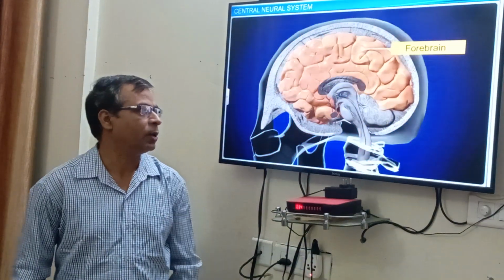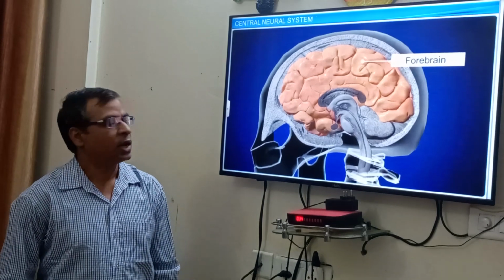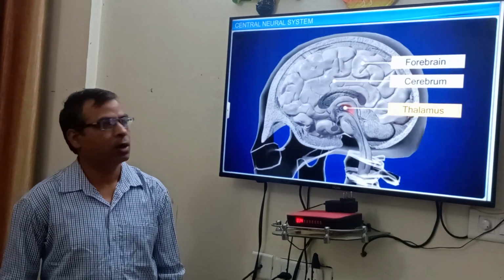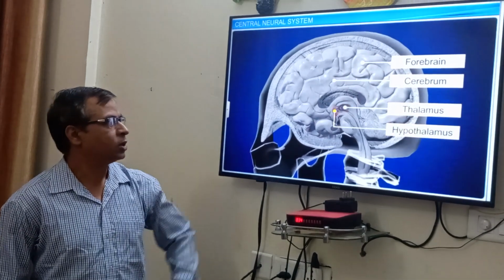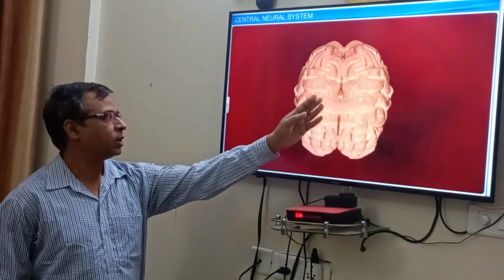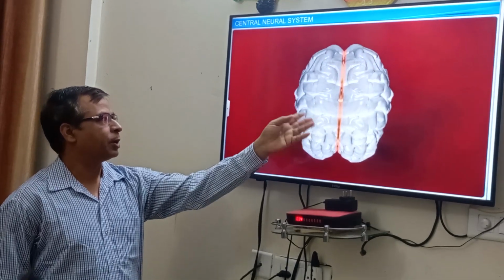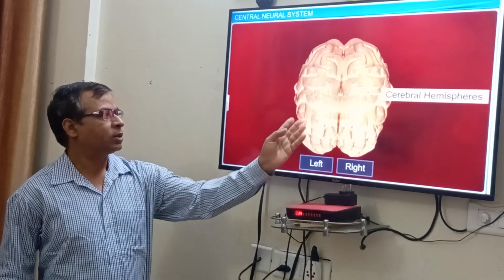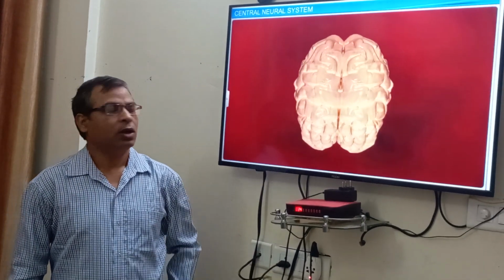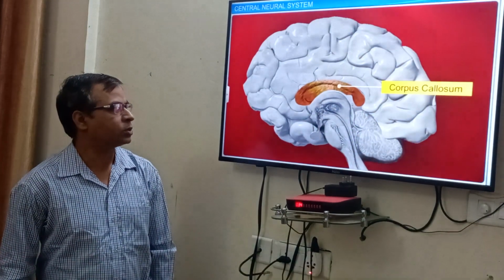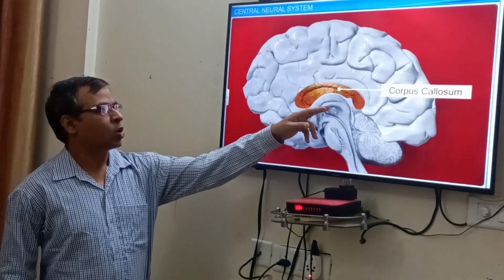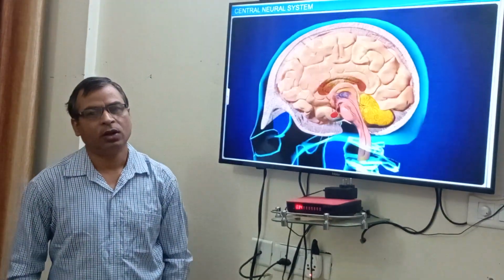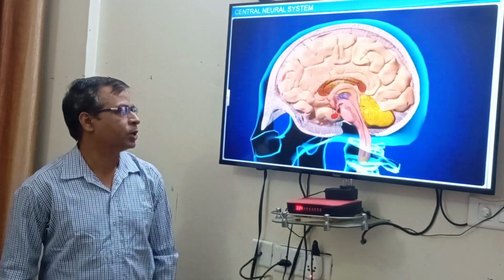There are three main parts in the brain: forebrain, midbrain, and hindbrain. The forebrain is the largest part of the brain, and it consists of the cerebrum, thalamus, and hypothalamus. The cerebrum is the largest one. It is divided by a deep cleft into two parts, the right and left cerebral hemispheres. These are connected by the corpus callosum, a nerve tract. It provides communication between the left and right cerebral hemispheres.